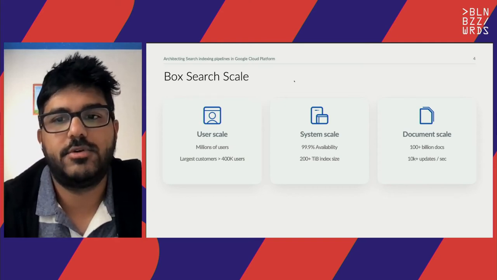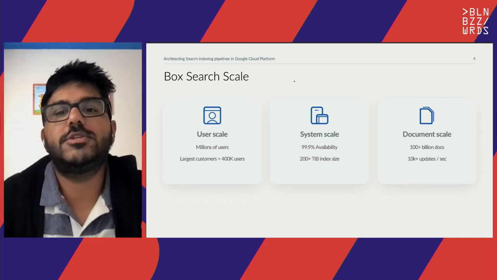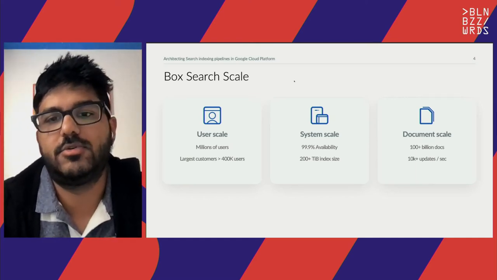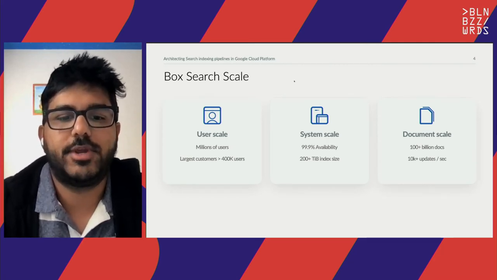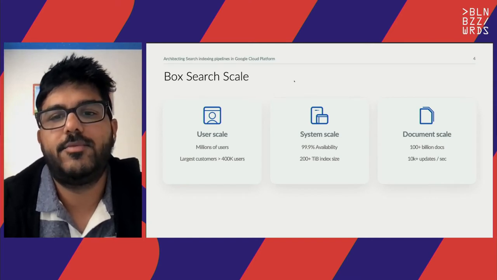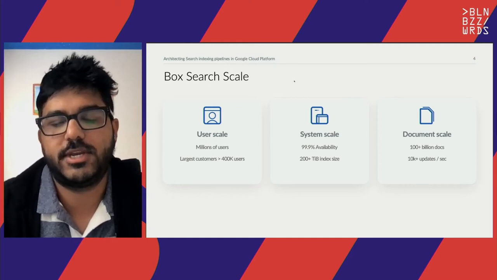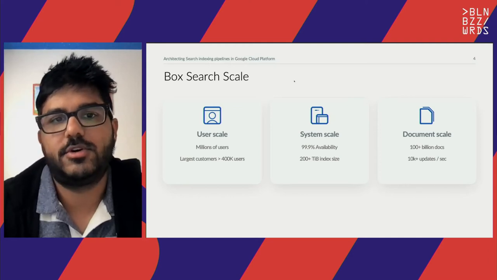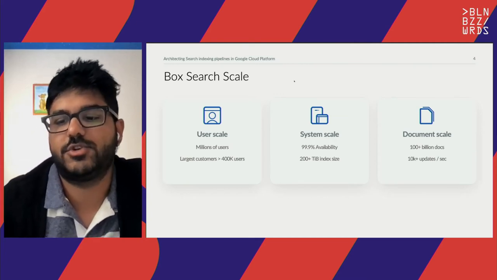Our index has over 100 billion docs, which eventually turns out to be more than 200 terabytes of Solr index. And this is unreplicated. So with replication, I think it's close to a petabyte. And this index is growing pretty fast. It doubles every year. And the indexing pipeline specifically sees more than 10,000 updates per second. So it is critical for our system to be able to support this kind of scale, and some of the scale requirements of our indexing infrastructure come from there.